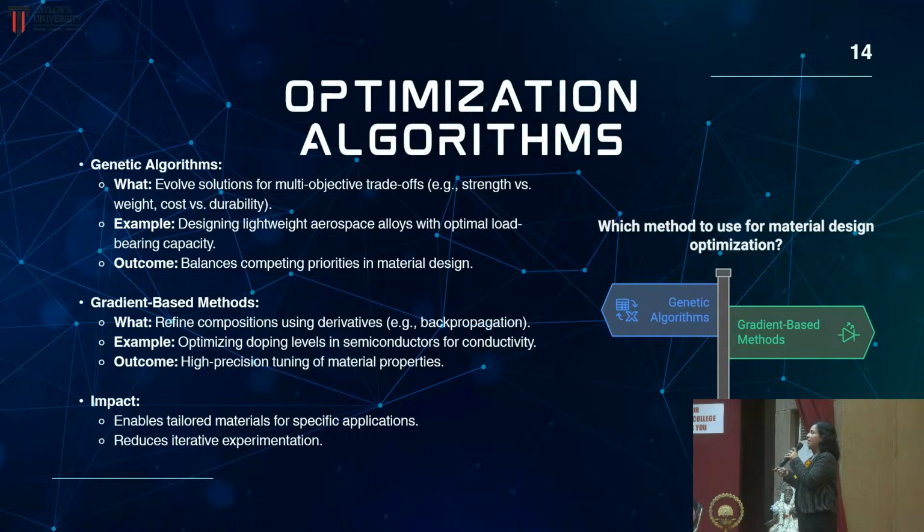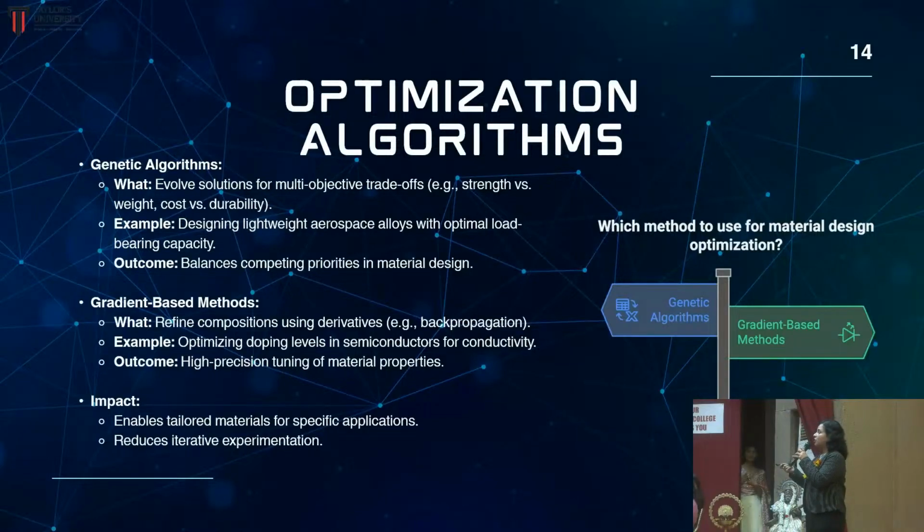Now, gradient-based methods. They refine the composition using derivatives. So here we are using derivative techniques for any kind of optimization, such as doping levels in semiconductors for conductivity. This also gives us high precision tuning of material properties. So we come to know what properties are there and which we need to concentrate on.